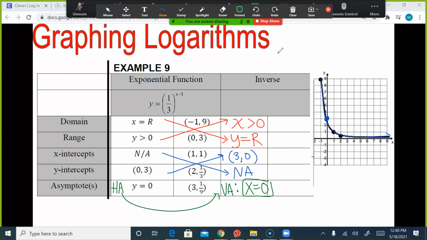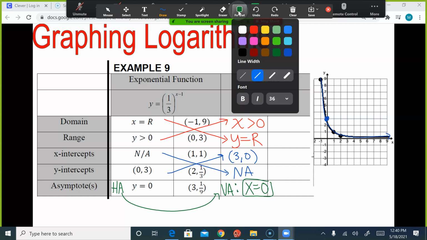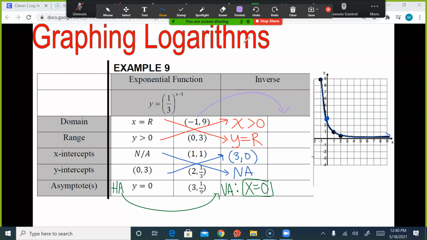All right, and if we wanted to see the graph, you would just switch the points around. So you would just take each of these points and switch them around, and then actually graph those new points to get your logarithmic graph. So 1/3, 2, and 1/9, 3. All right, so you can graph it, but you don't need the graph in order to get the information.